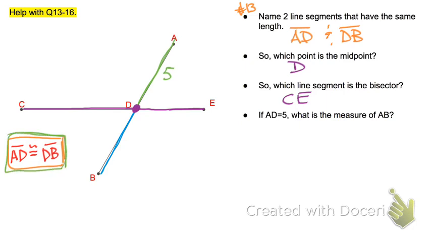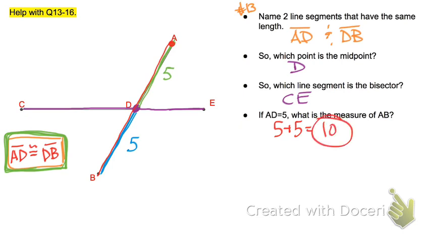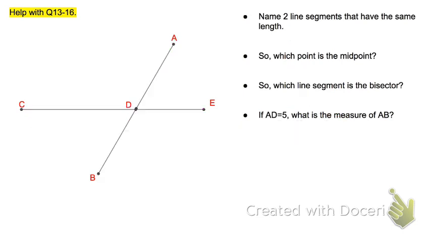It says that AD is congruent to DB. So if the distance from A to D is 5, then the distance from D to B is also 5. That means that the distance from A all the way down to B is 5 plus 5, or 10. Okay, a couple more.